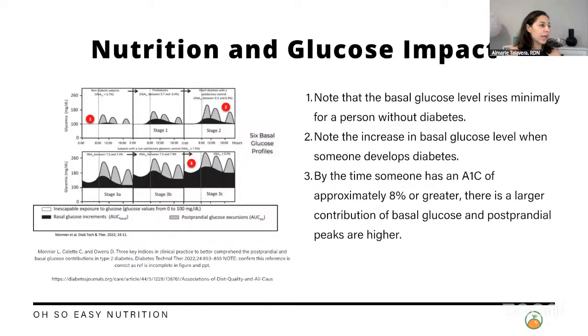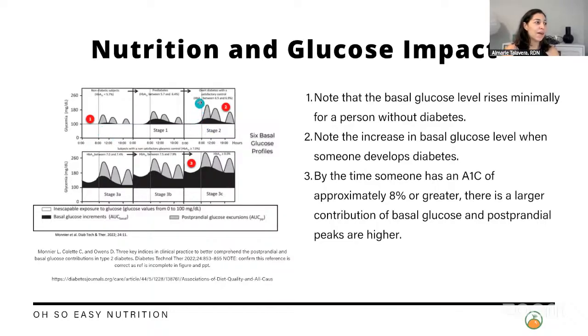So we're looking at this chart here on the left. And we're noting that the basal glucose level rises minimally for a person without diabetes. If you didn't have insulin resistance, which we'll talk about a little bit more, this is how it would appear after you have a meal. Okay, so very minimal.